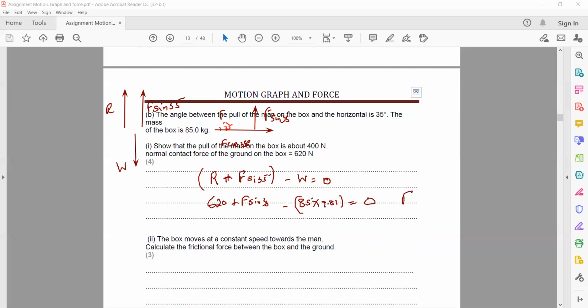So when we find F, the 620 moves to the other side and is divided by sine 35. So this F will come out to 373 Newton, which is about 400 Newton. Is this part clear?